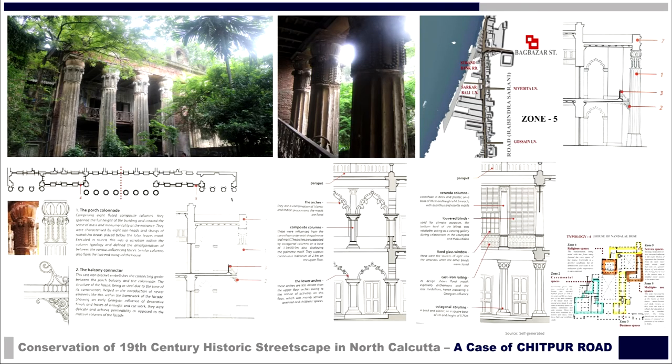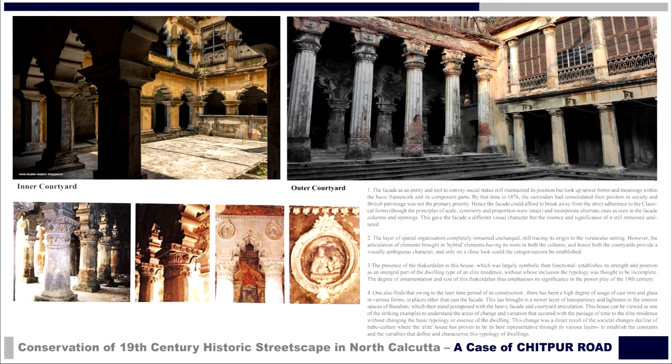By that time, in 1876, the zamindars had consolidated their position in society and British patronage was not the primary priority. Hence, the facade could afford to break away from strict adherence to classical forms, incorporating alternate facade columns and openings. The degree of ornamentation also showcases Indo-Islamic architecture, and the size of the Thakur Dalan thus emphasizes its significance in the power play of the 19th century.